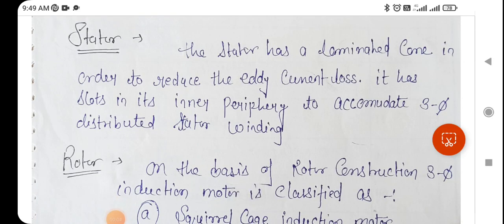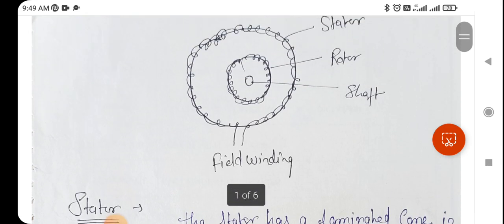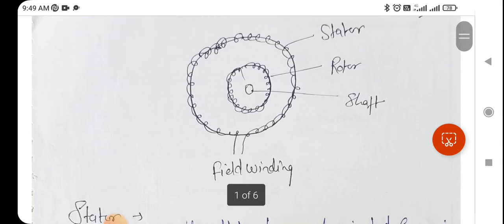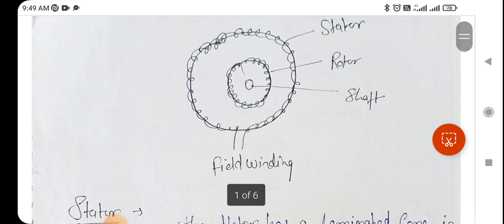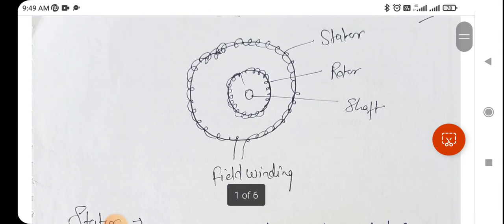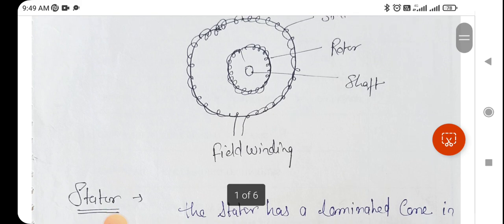Today I am going to discuss the induction motor. So this is a basic diagram of an induction motor. We can see here a stator, rotor, shaft and field winding. The stator is generally used to provide input to our motor.